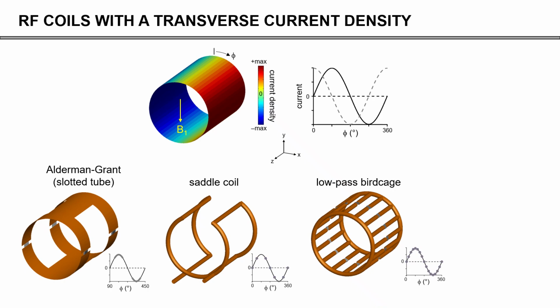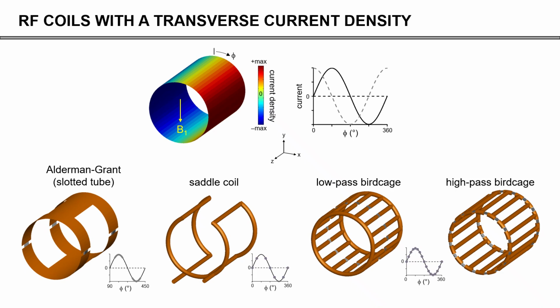If the capacitors are in the middle, it is a so-called low-pass birdcage, which is optimized for lower frequencies. If you put the capacitors at the end, then it becomes a high-pass birdcage, and these are better for higher frequencies. So the birdcage coil is probably the most popular coil in this group of coils, particularly for medium to low field. These coils tend to work really, really well.